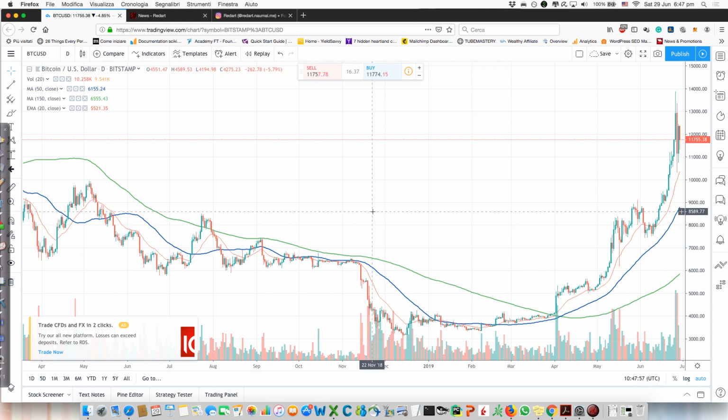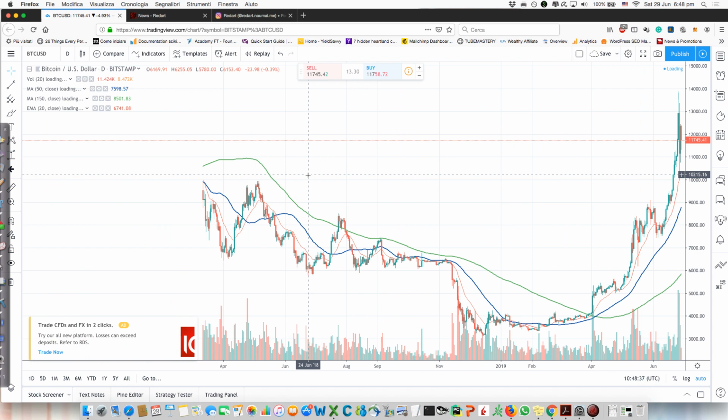Why I'm using them? Well, if you have not watched my video on how to use moving averages to identify a trend, you can have a look. But the main idea is that when the blue line is above the green line and both are sloping up or flat, this could be an indication of an uptrend in the medium term. And when the price is above the red line, this is an indication of a short-term uptrend, okay? And this is useful to understand better what we are supposed to do.